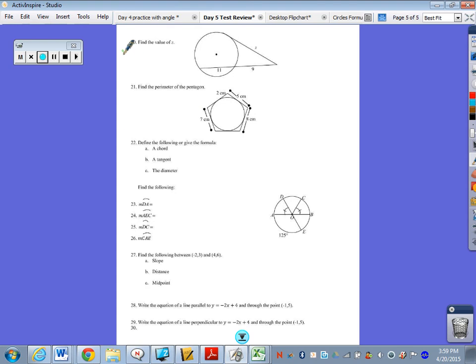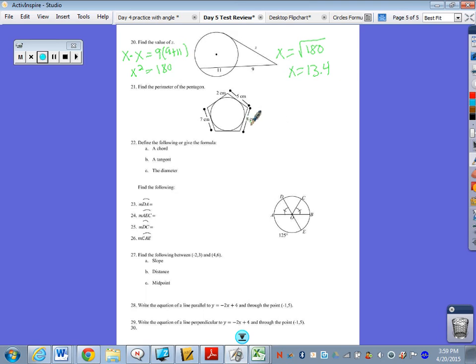So when you do this one, you do x times itself, which is x squared, is equal to, and then again the secant, you do outside times the whole. 9 plus 11 is 20, and then you're going to do 20 times 9, which is 180. To get rid of a square, you take the square root. And then the square root of 180 is 13.4.